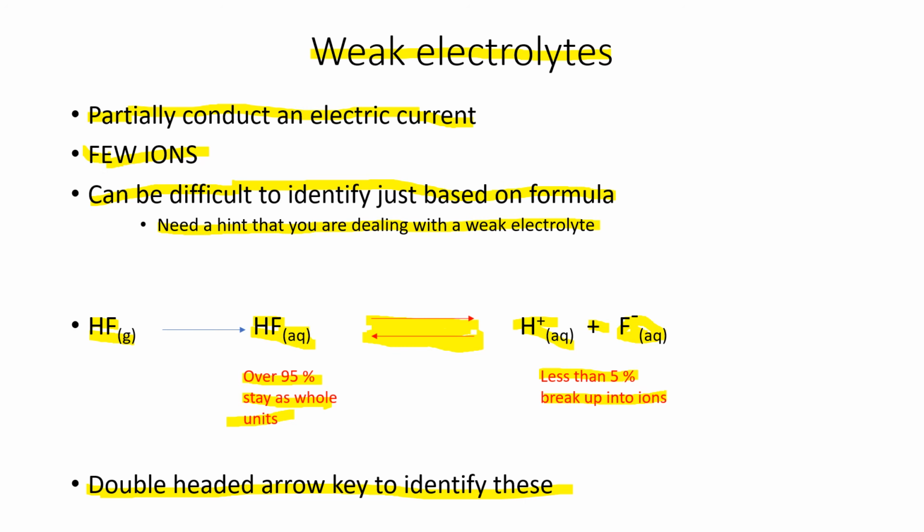If you just looked at the formula of HF, you would have no real way of identifying that it was a weak electrolyte. You'd look at it and say, well, maybe it's strong, maybe it's not. The only way you would be able to identify that as a weak electrolyte is if you were told, hey, it's a weak electrolyte. Or if you were told, hey, this will only partially break up into ions. That would let you know that this is a weak electrolyte. Or by seeing the actual equation of how it breaks up, seeing that double-headed arrow would also allow you to identify this as a weak electrolyte. So you can't identify these just on the formula. You need a little bit more information. And often it's a double-headed arrow that's the giveaway that you're probably dealing with a weak electrolyte, because that double-headed arrow is saying, hey, I'm producing some ions, but not a whole lot.